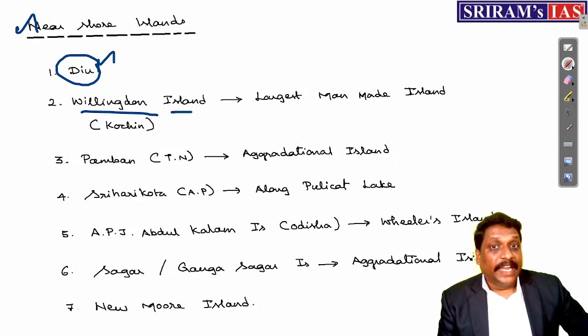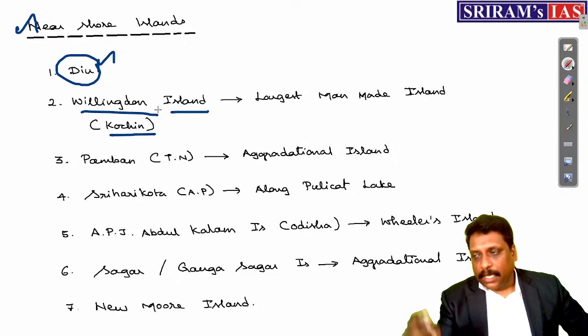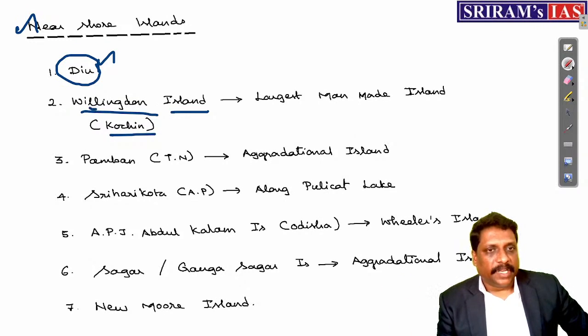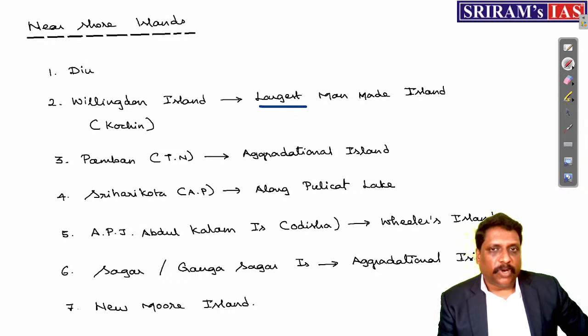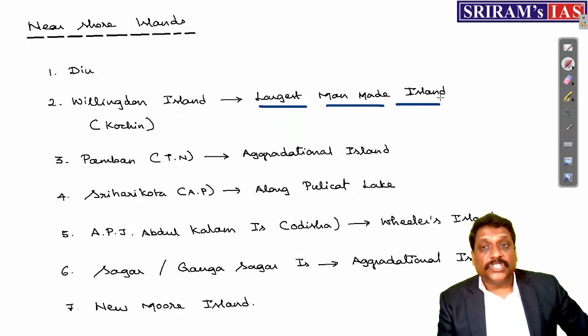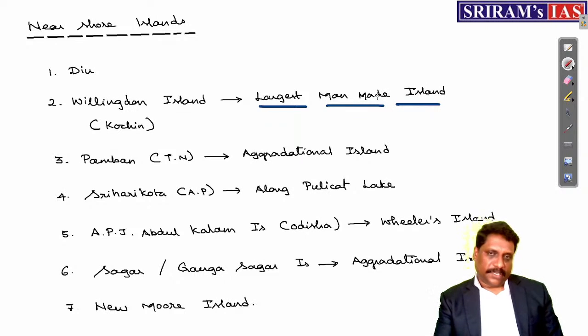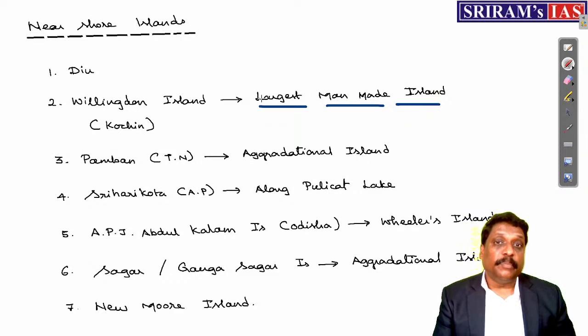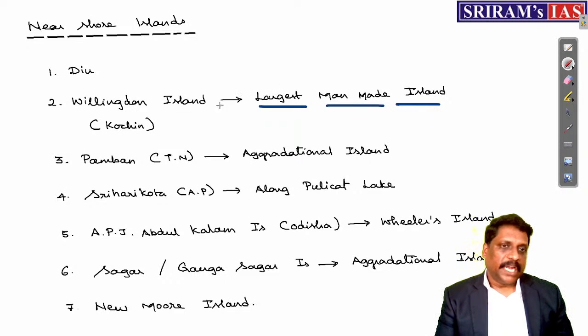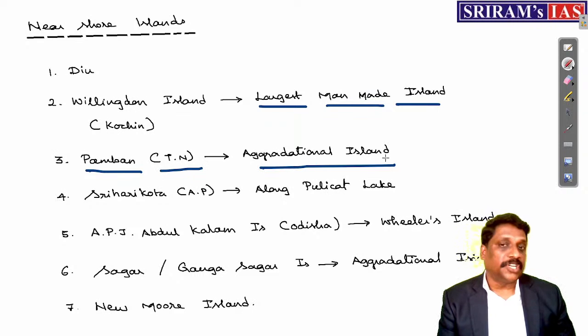Similarly, my dear friends, when I talk about Wellington Island, Cochin, very near to this Vembanad Lake, the opening up of this Vembanad Lake, we have this Wellington Island. What is so important about it, if you ask me? Because, my dear friends, this is the largest artificial island in India, the largest man-made island in India. And when I talk about Tamil Nadu, we have this Pamban Island. It is an example of an aggradational island.